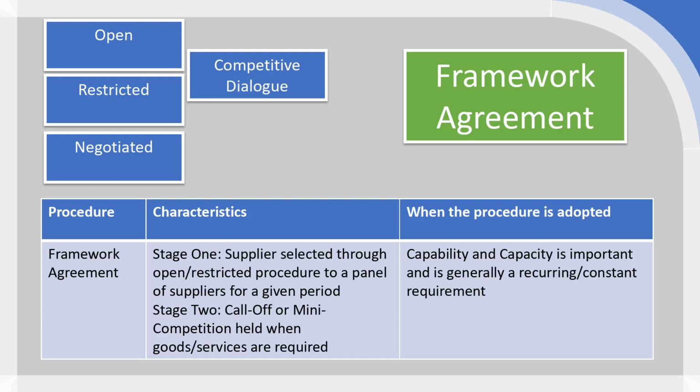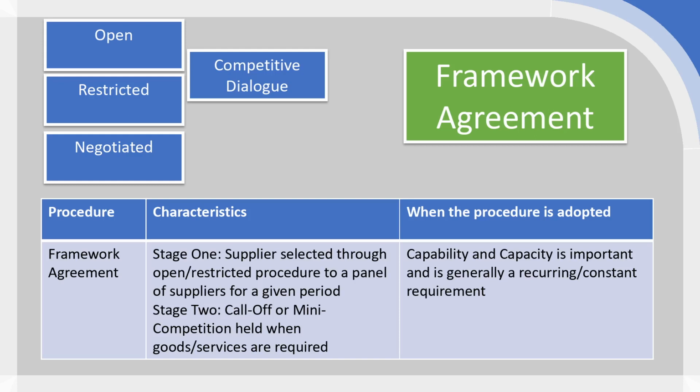Stage one would run in order to establish the framework. So here you'd have an open or restricted procedure to actually establish the framework agreement, establishing a panel or a group of suppliers that are included within the framework agreement. So we have a discussion about the quality or price requirements or anything else, capability assessments and qualifications needed. And then stage two only occurs when we actually need the goods and services, and that may be something which happens on a recurring or a frequent basis.